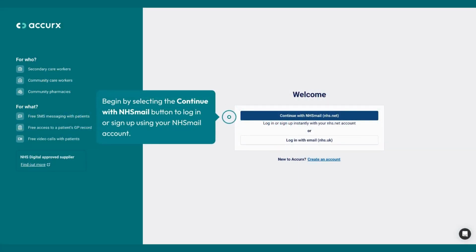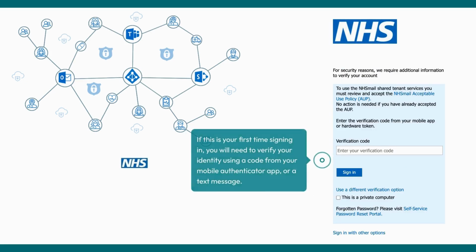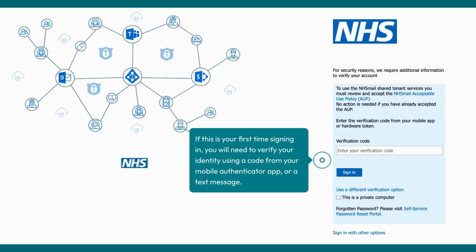Begin by selecting the Continue with NHS Mail button to log in or sign up using your NHS Mail account. Sign in here using your NHS Mail details. If this is your first time signing in, you will need to verify your identity using a code from your mobile authenticator app or a text message.